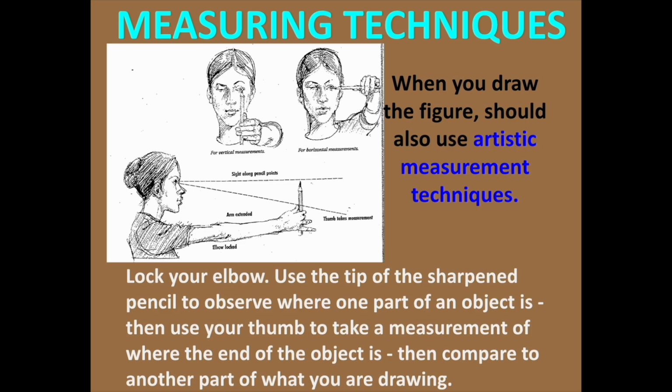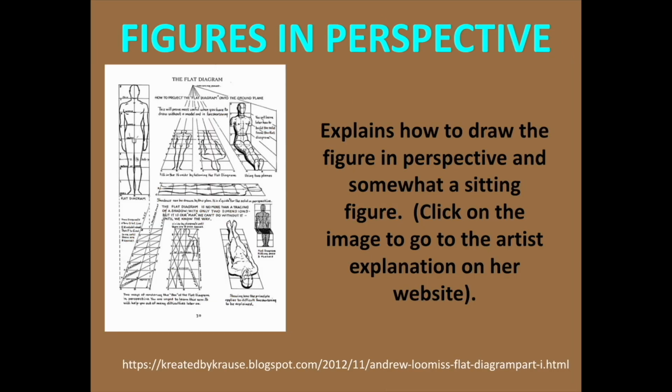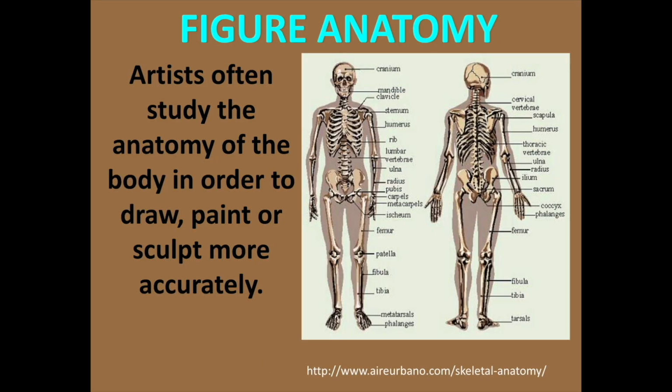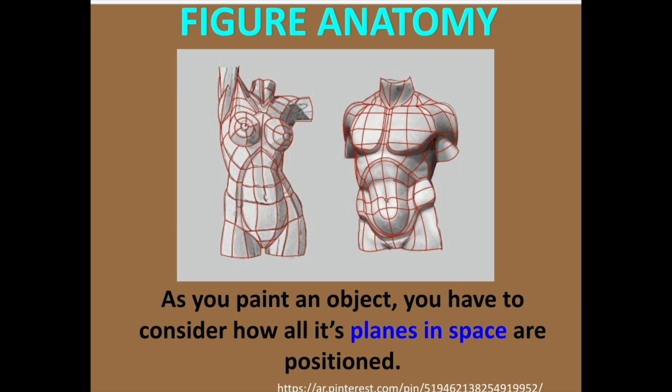Notice that you should keep your elbow locked when you do this. This is the same type of measurement that you would use in any other drawing that you do. You should also consider perspective when you are drawing the figure. This diagram gives you some idea what a figure would look like if it was lying down. We are also going to be studying the skeletal and muscular structures in anatomy for accuracy in our figure painting. You should also be thinking about the planes in space as you create your figures.